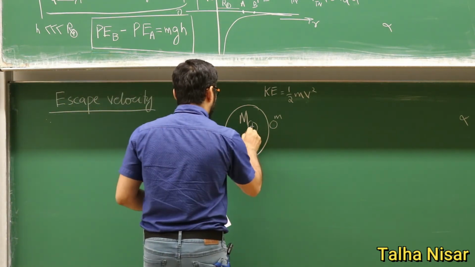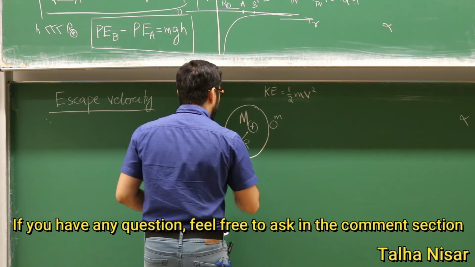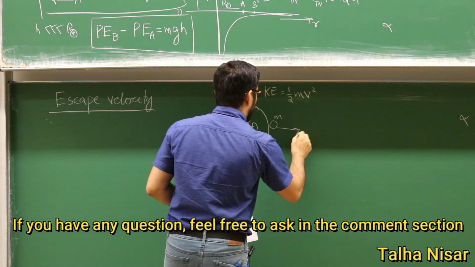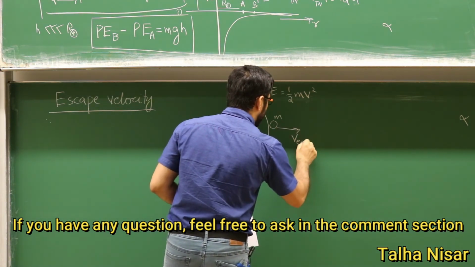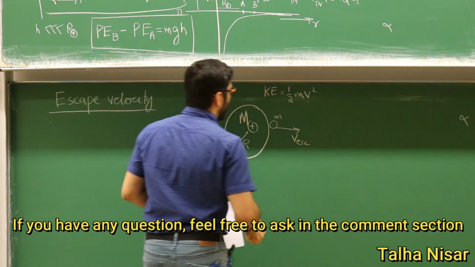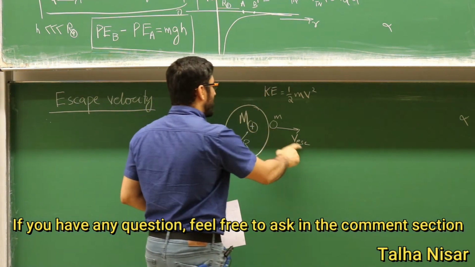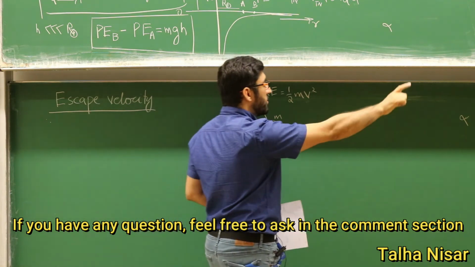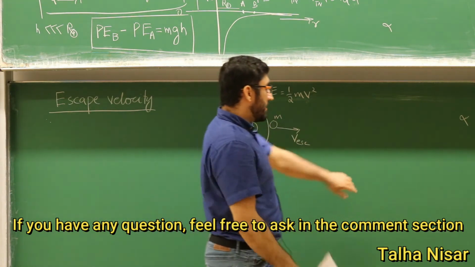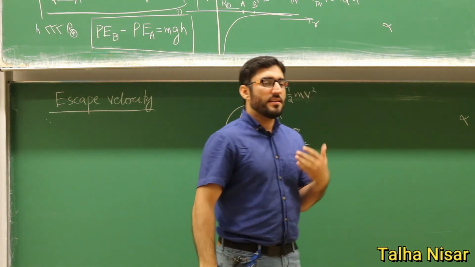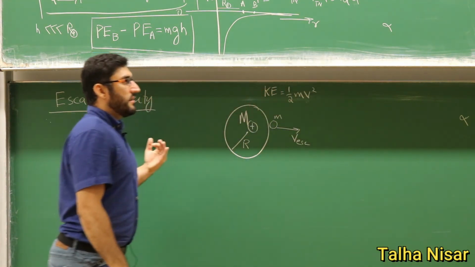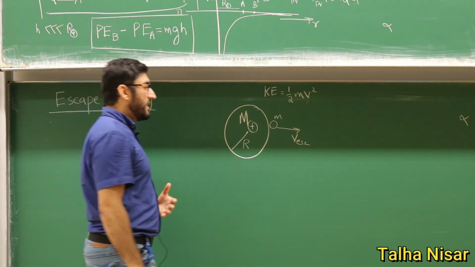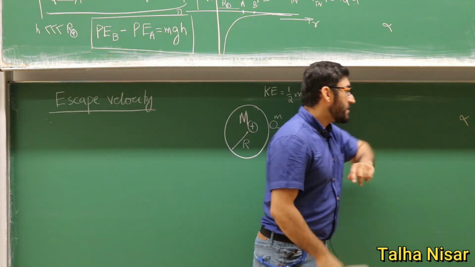So we have the radius of the earth. So this is the radius of the earth. We said that we need to know what the escape velocity, v escape, is. So what should be the initial velocity given to this object so that it leaves the earth and just reaches infinity, where it does not feel the gravitational energy, and it actually stops somewhere here.